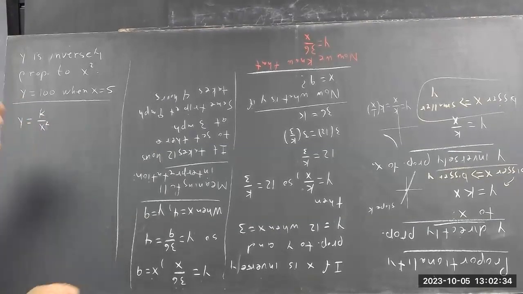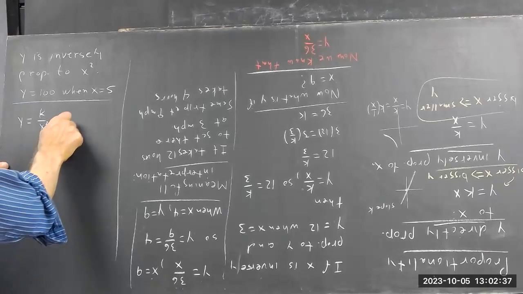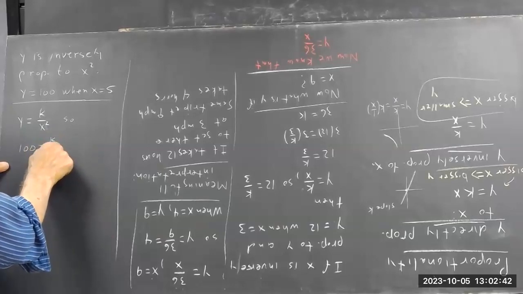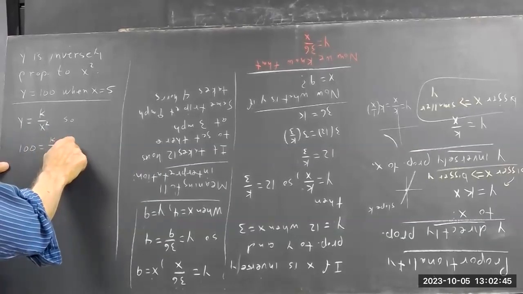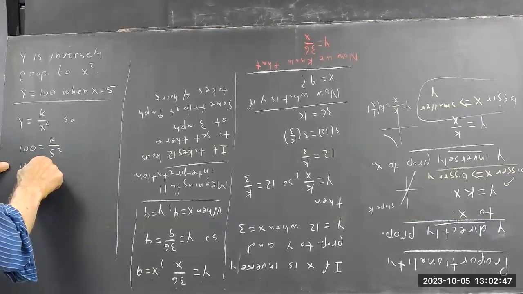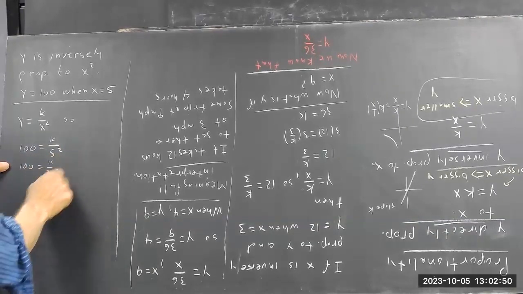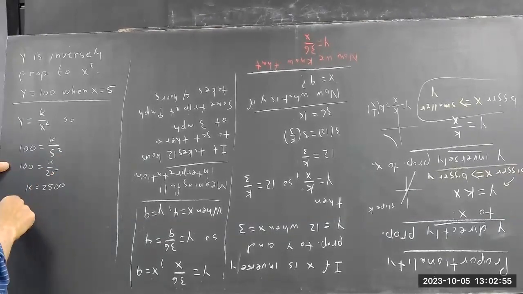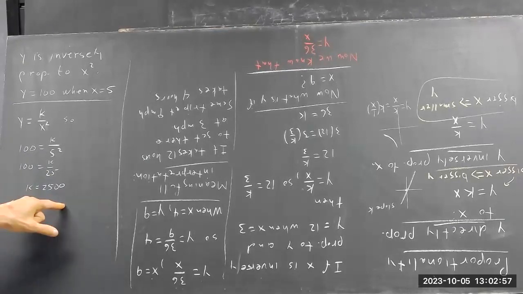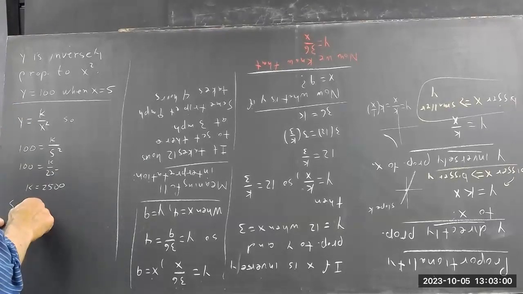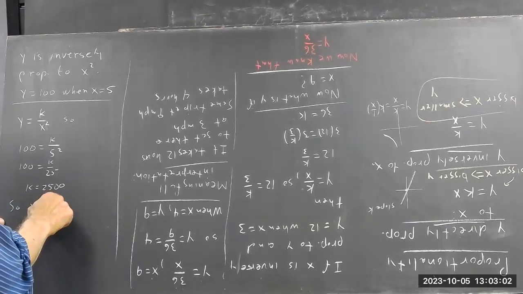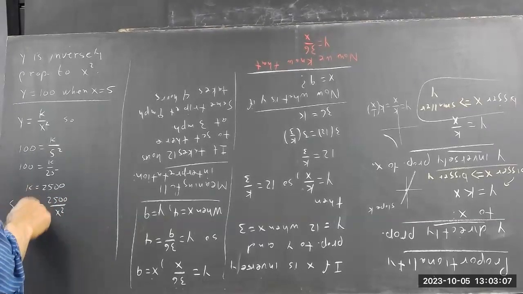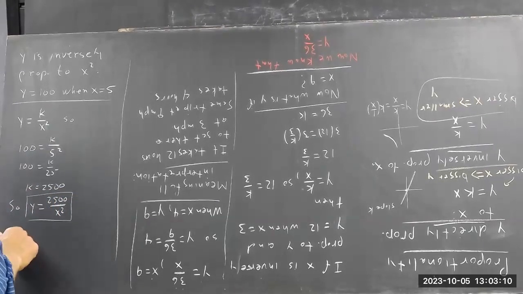Okay, since y equals k over x squared, so 100 equals k over 5 squared. That'll be k over 25. K is going to be 2,500. As soon as you get k, you write out your proportionality for the specific situation. There's your proportionality.